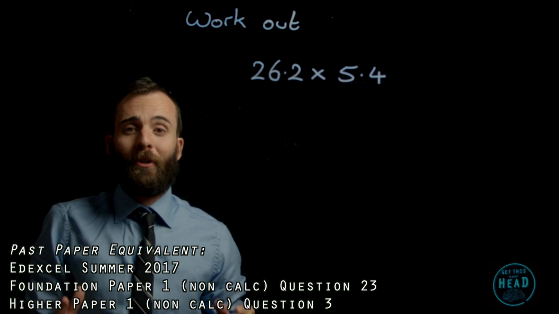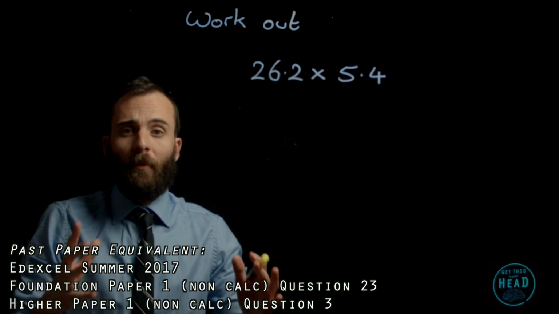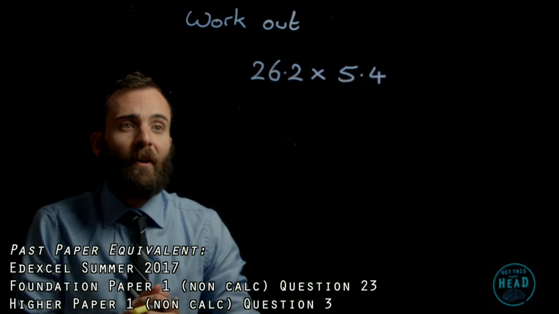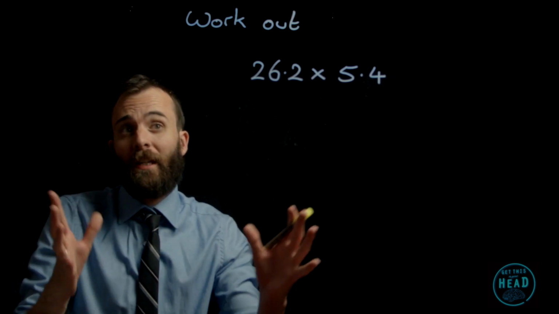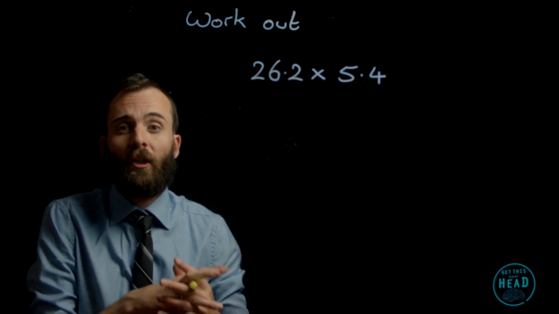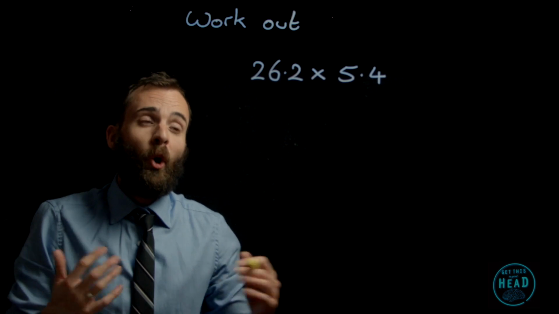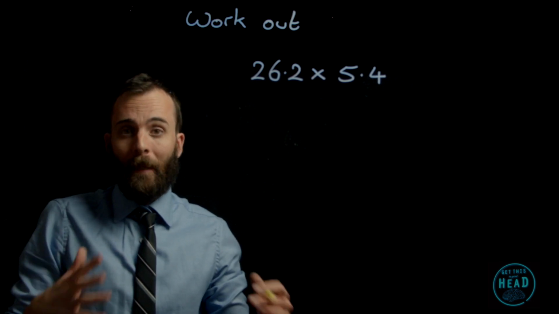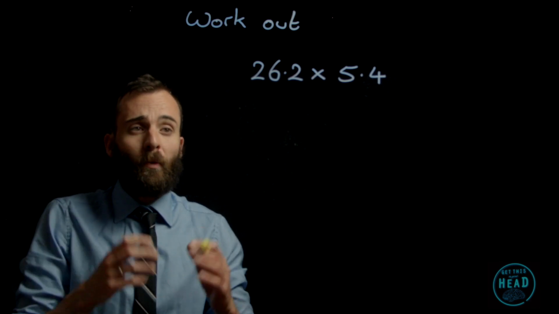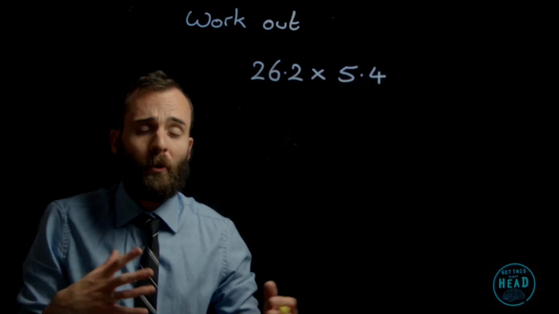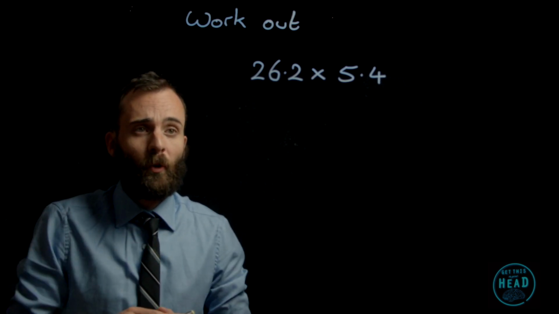So this is a crossover exam example. This type of question, something you'd find at the very end of a foundation paper, this particular one from the very end of a foundation non-calculator paper, or from the beginning of a higher paper, again non-calculator. This one is worth 3 marks. I'll talk you through how we get those 3 marks as we look through the question.